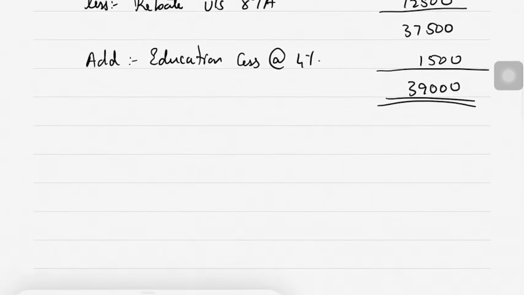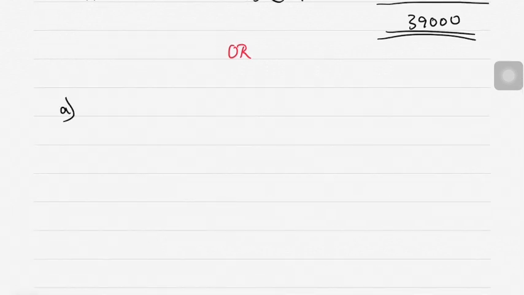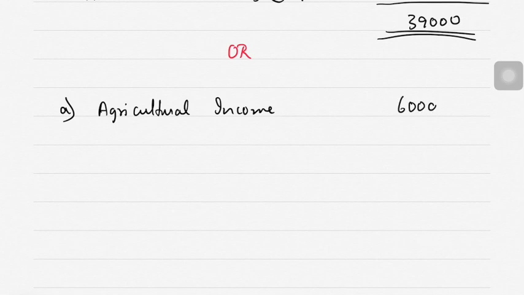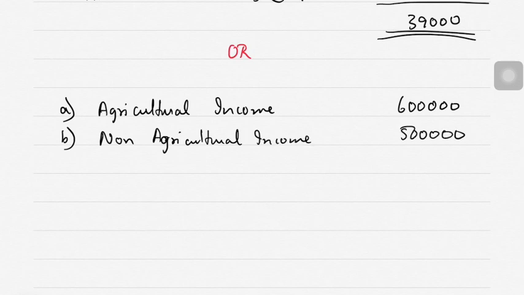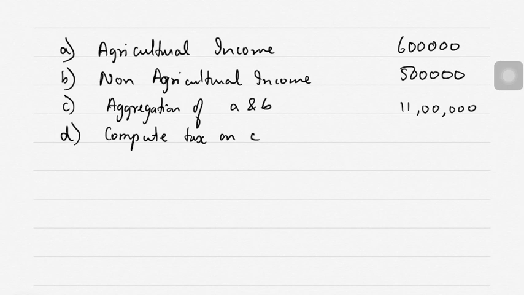Correct? There's one more way to solve this problem. We'll solve it using another way. Okay? So A, you take agricultural income, which is 6 lakhs. Then you take non-agricultural income, which is 5 lakhs. Then you total it. Aggregation of A and B, that means A plus B, which is 11 lakh. Then D, compute tax on 11 lakh. So compute tax on C.